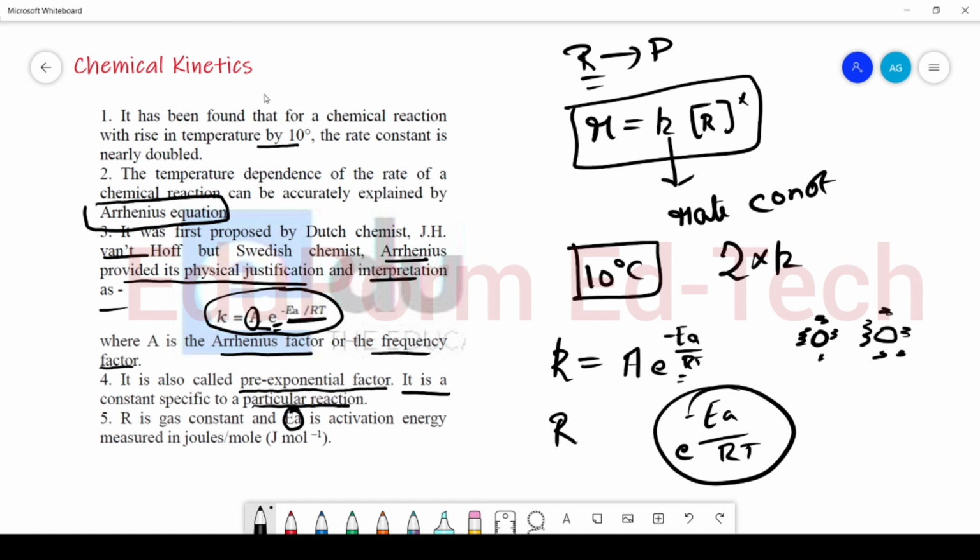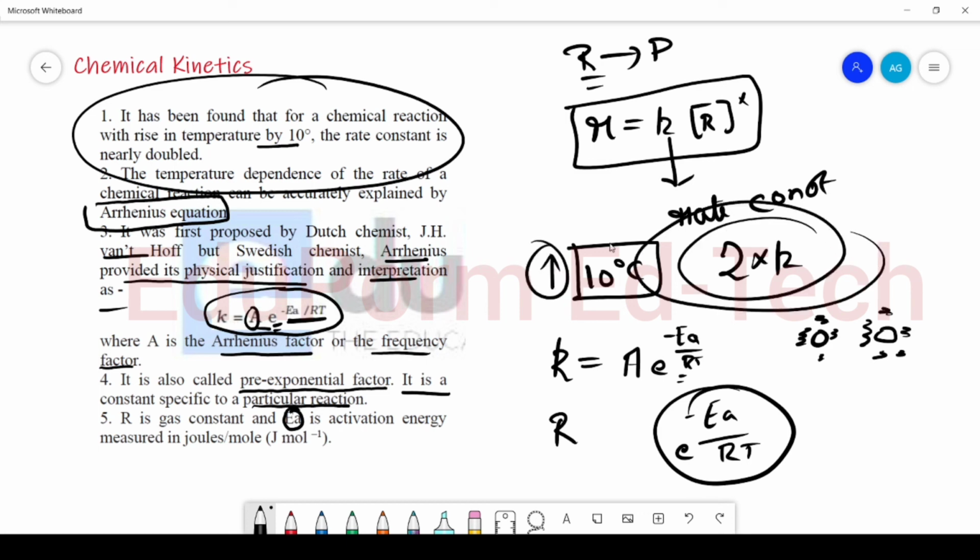And what does the Arrhenius equation state? It states the relationship between temperature and rate constant. According to this equation, when the temperature is increased by 10 degrees Celsius, the rate constant nearly gets doubled.